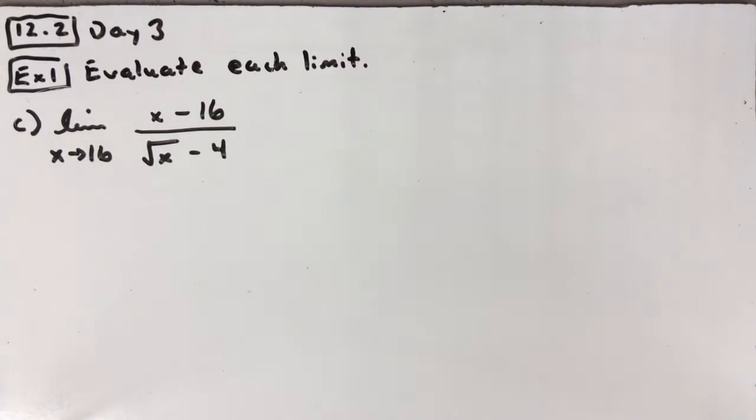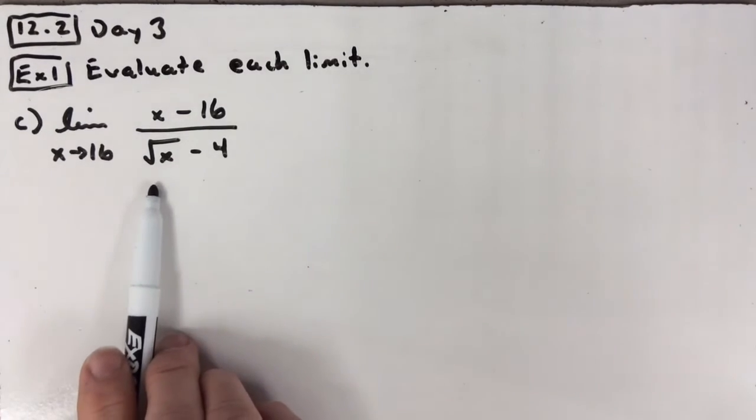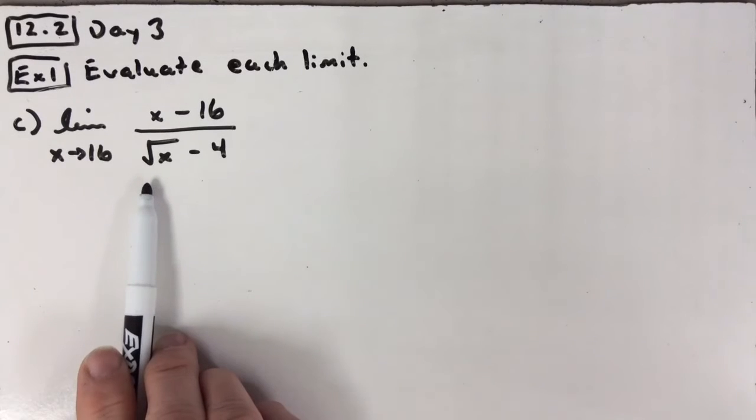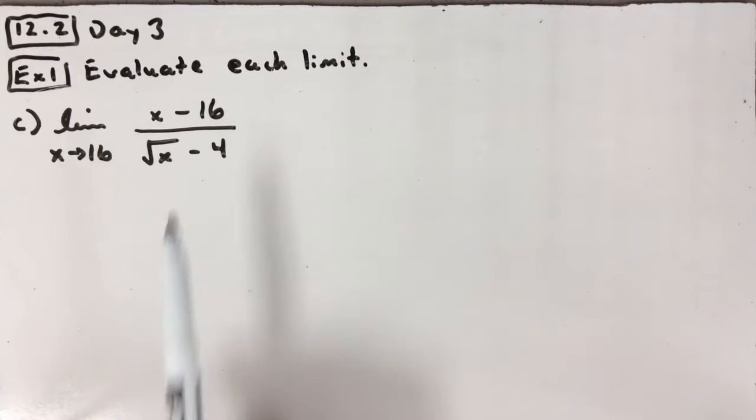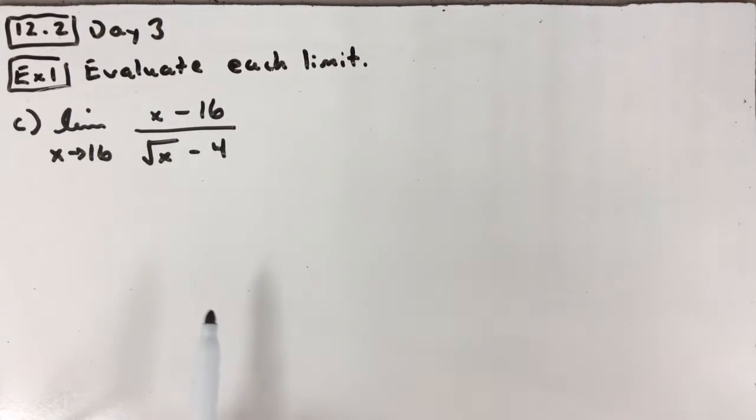12.2, day number 3, example 1c. We're still evaluating the limit. For letter C, we have something that looks a little bit different. In letters A and B, we were working with rational functions. To evaluate the limits, though, even if it looks a little bit different, we should still try direct substitution.